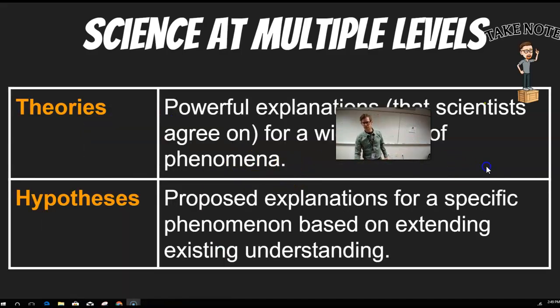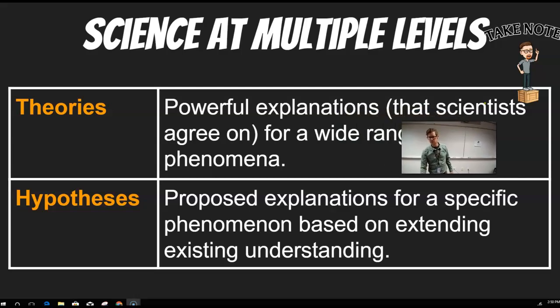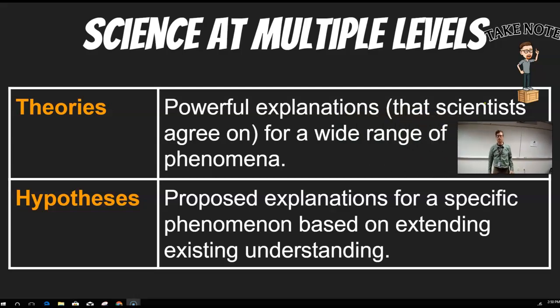Okay, and now for some important terms, right? You've probably heard these before, but we want to be really specific about what they are. So what is a theory? A theory is a powerful explanation that scientists agree on. Right, so this is, and I'll explain this more in a moment, but scientists agree. There isn't anybody in the scientific community standing around saying, the theory of evolution isn't a thing, or the theory of plate tectonics isn't a thing, right?